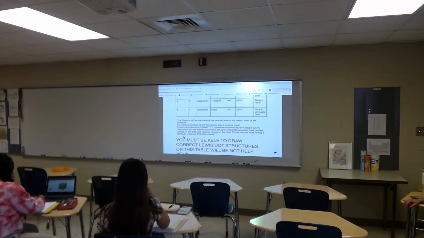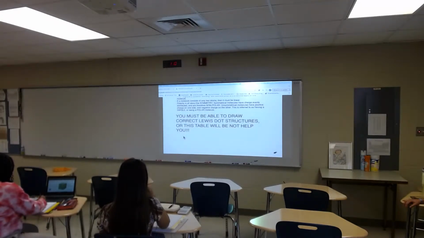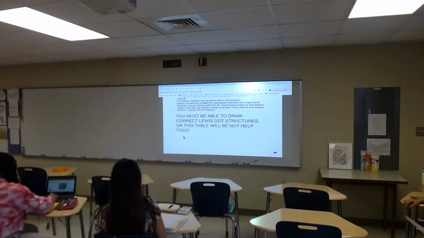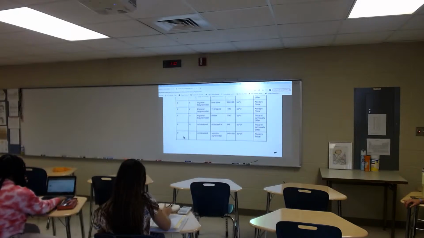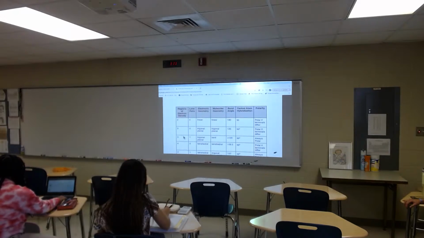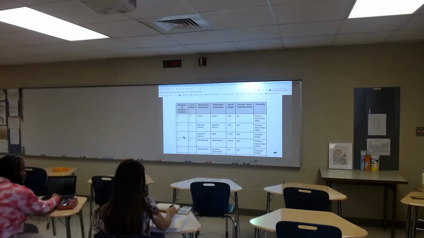A couple of notes here. This is a very important statement. If you can't draw the structure, this table is no good. The way you use the table is based off the regions of density and how many of those are lone pairs. Being able to count regions of density and number of lone pairs is how this table operates. If you can't draw the structure correctly, you're counting everything wrong.